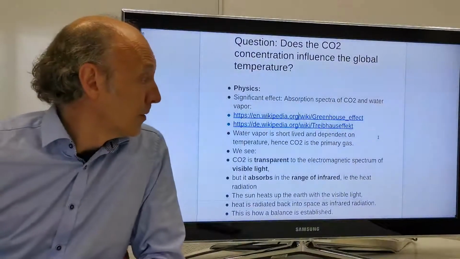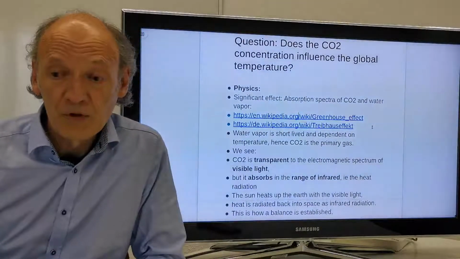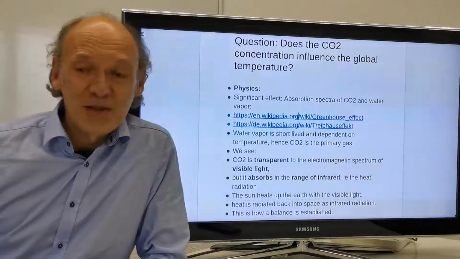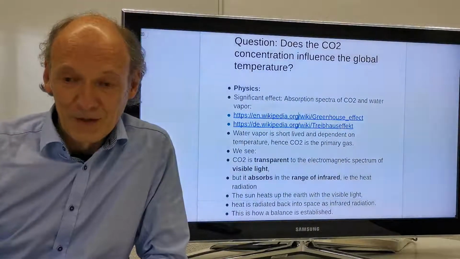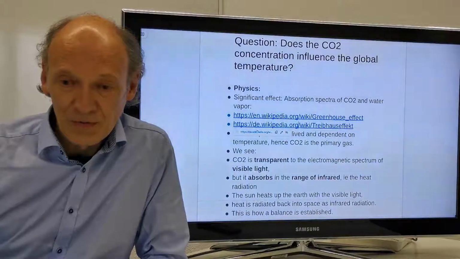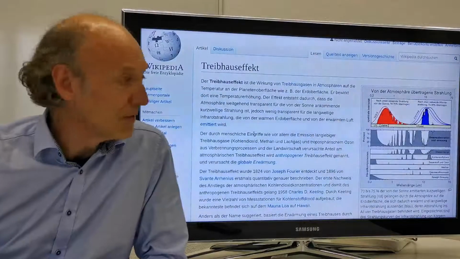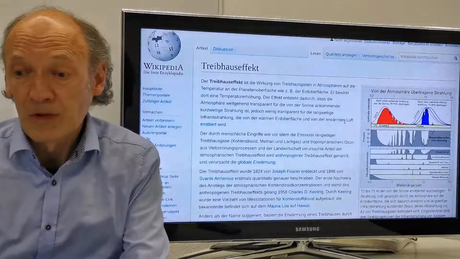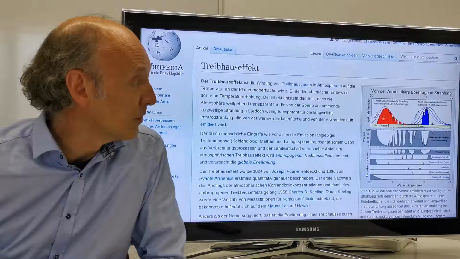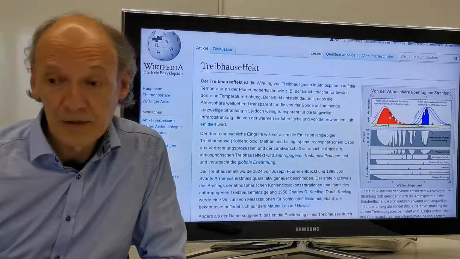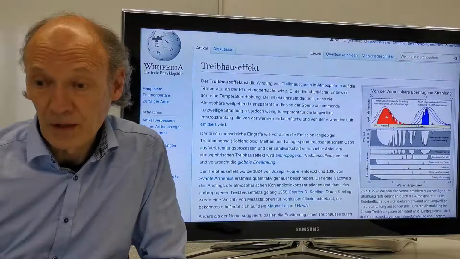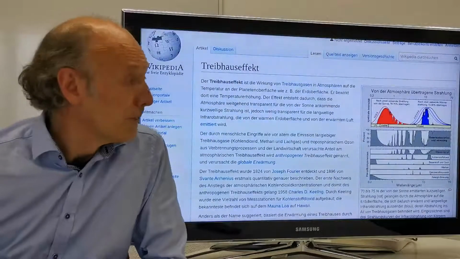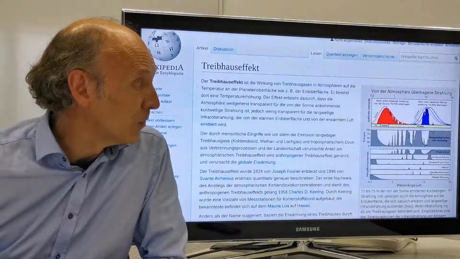So we can actually then look at the absorption spectra here in this German Wikipedia link, which I actually like better because it has a nicer plot for the absorption spectra, which we can see here. So here on the right hand side, we can see the wavelength. So here is the visible range of sunlight, and this is passed by our atmosphere. And this is now the reflected light, the infrared, coming from the warmth of the Earth.